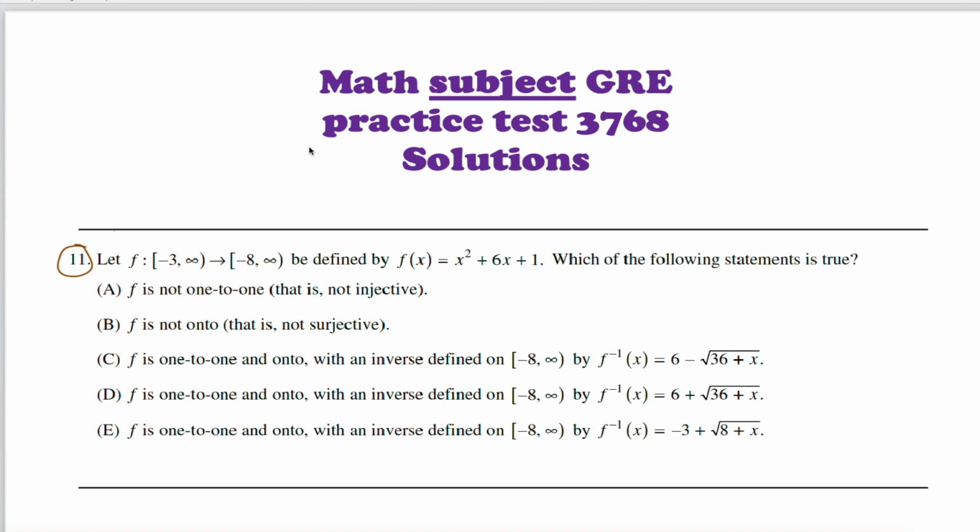All right, moving on to question 11 on the math subject GRE practice test. I really like this question. I think it's kind of fun. We're given this function with the restricted domain and asked essentially, is it one-to-one and onto? And if so, what's its inverse?